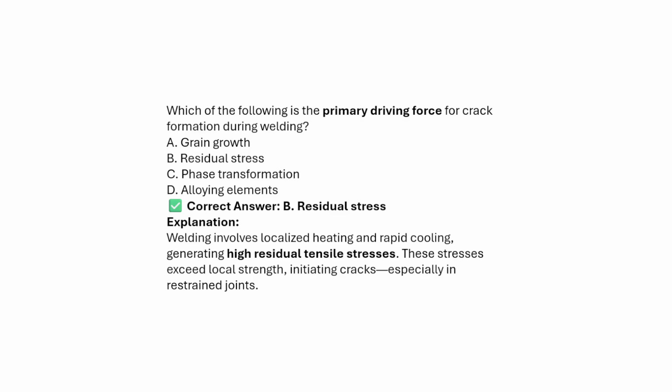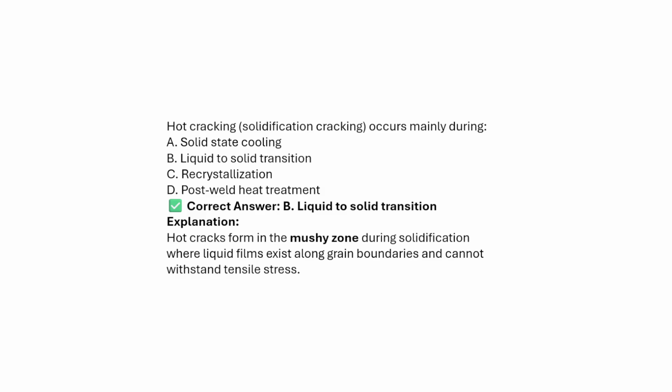Next, hot cracking or solidification cracking occurs mainly during: solid state cooling, liquid to solid transition, recrystallization, or post weld heat treatment. The answer is liquid to solid transition. Explanation: hot cracking forms in the mushy zone during solidification, where a liquid film exists along the grain boundaries and cannot withstand the tensile stress.